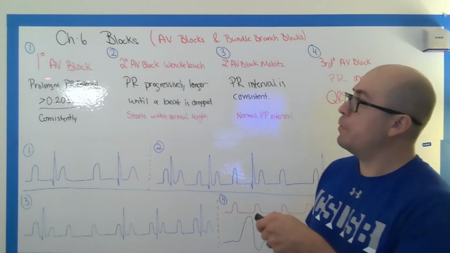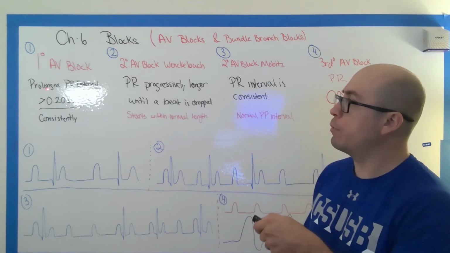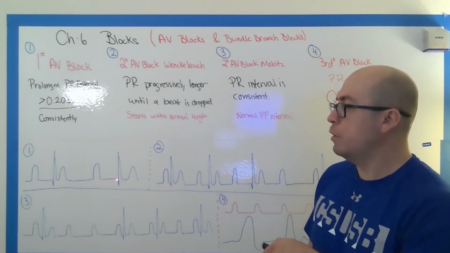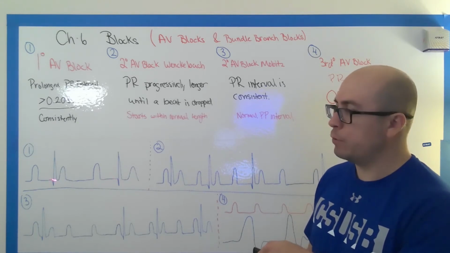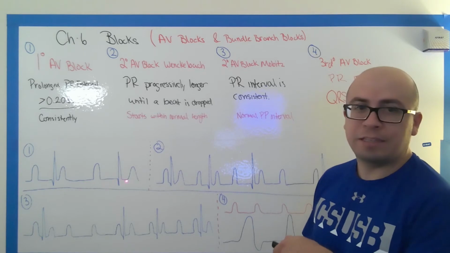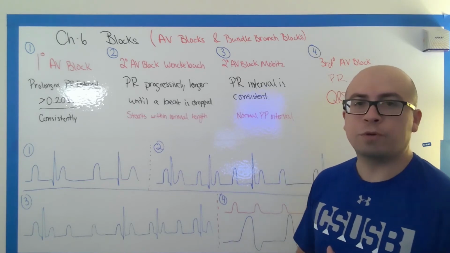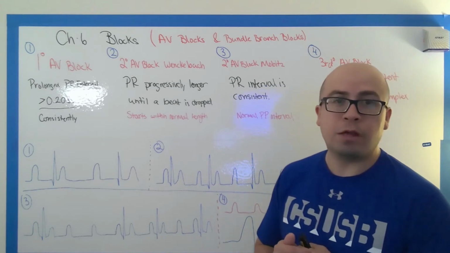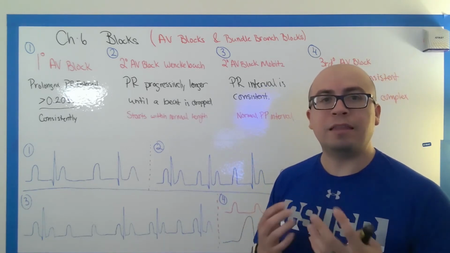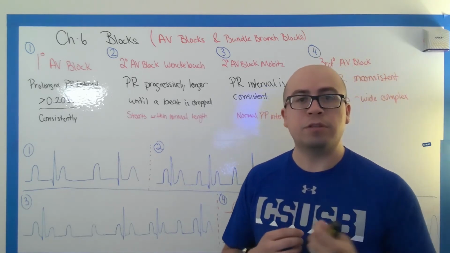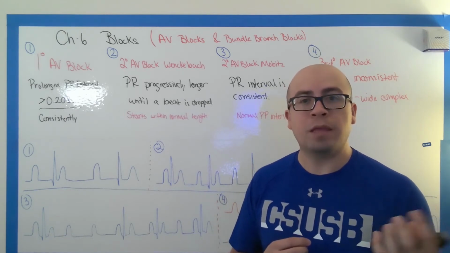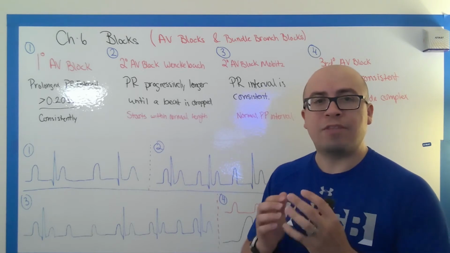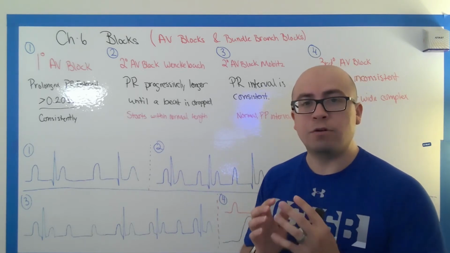This prolonged PR interval is going to be consistent with every single beat that you come across. So if you measure that PR interval between these two beats, they should be identical. That's the first way to identify a first degree AV block. And you have to remember that we're getting these through the sinus node. The sinus node is firing, and you are just having that little bit of a delay at the AV node.